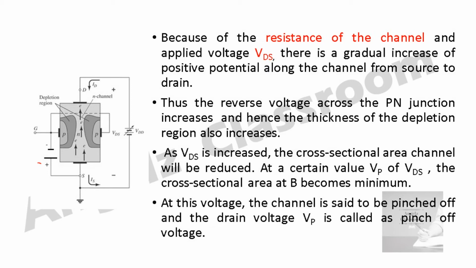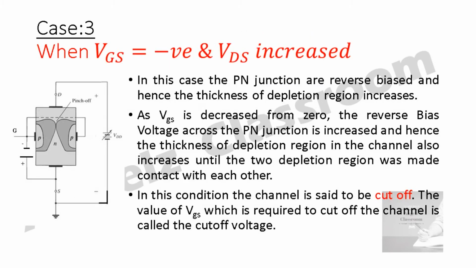Now I am applying a reverse voltage, and because of this reverse voltage across the PN junction, the thickness of the depletion region starts to increase. In this diagram, see that the depletion region is increased from what you have seen earlier. Now when I increase this VDS voltage further, the cross sectional area will be considerably reduced, and at this voltage the channel is said to be pinched off, and the drain voltage is called the pinch off voltage Vp.